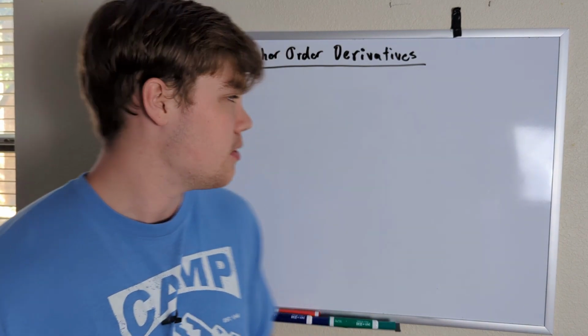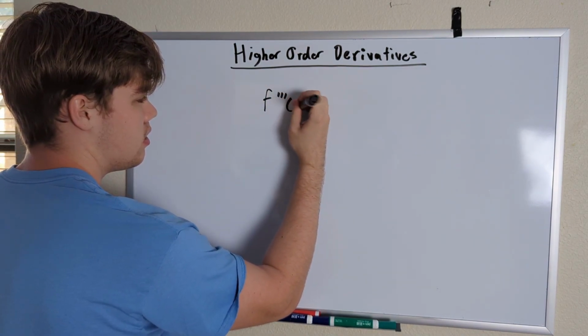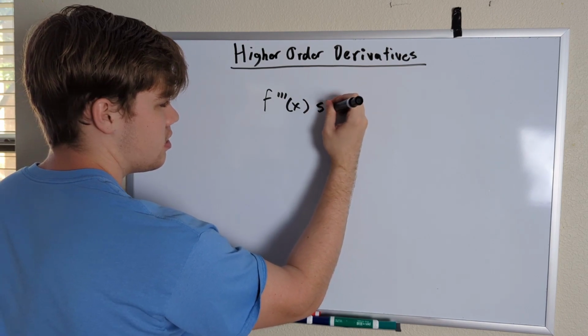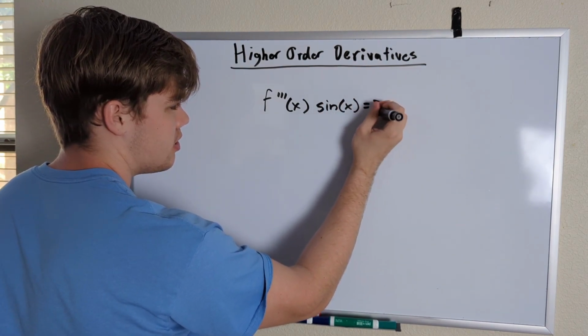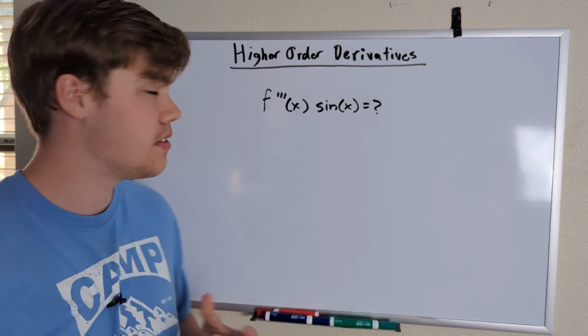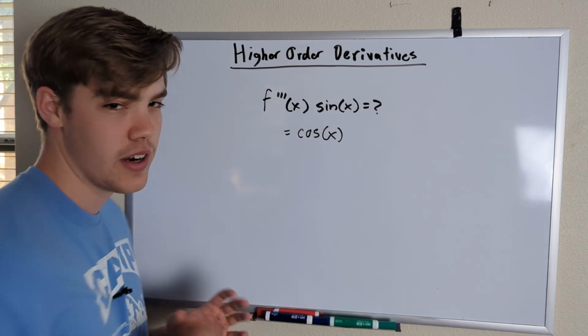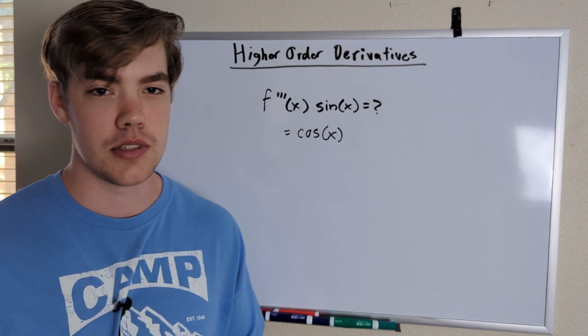Okay, let's do another example. Let's find the third derivative, the third order derivative of sine of x. What is this equal to? Well, first let's find the first derivative of sine of x. The derivative of sine of x is equal to cosine of x. This is one of those derivatives you really need to know and memorize. It's very important, it comes up very often.